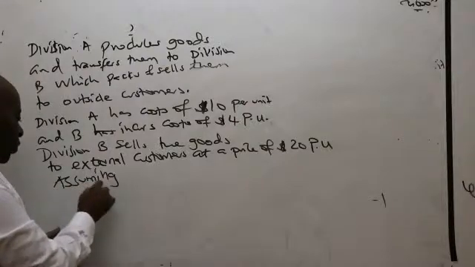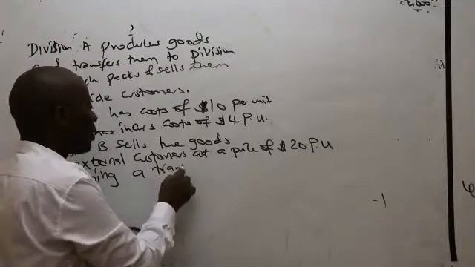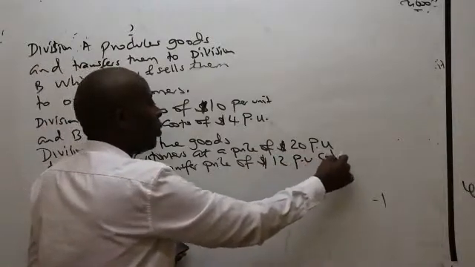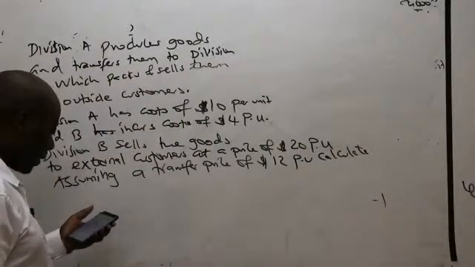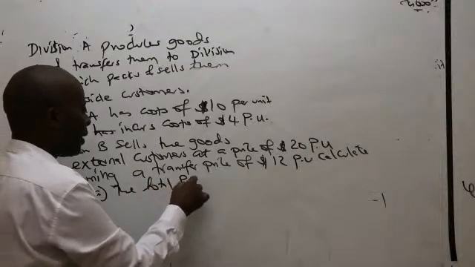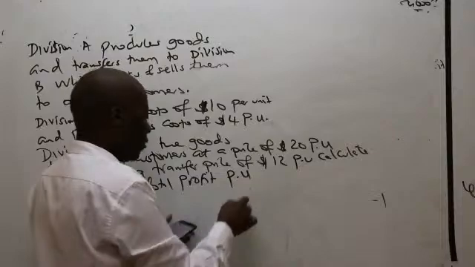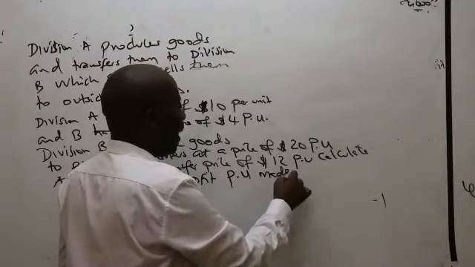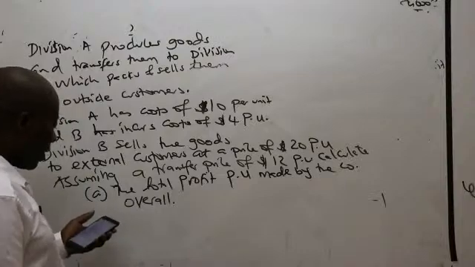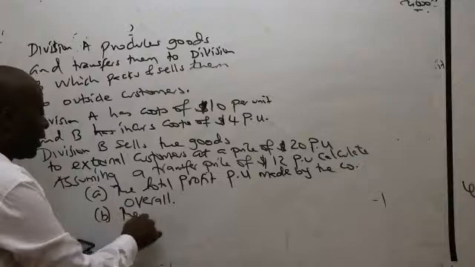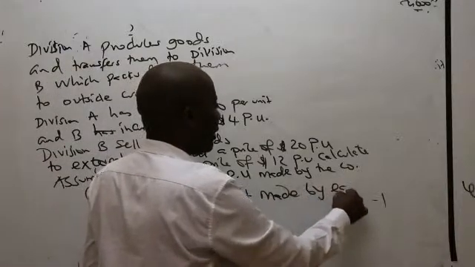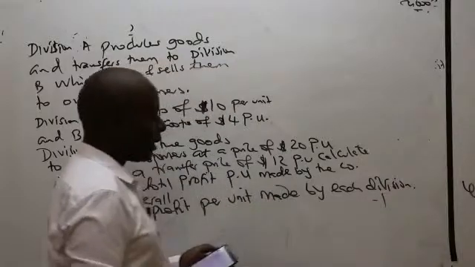Assuming a transfer price of $12 per unit, calculate: A, the total profit per unit made by the company overall; and B, the profit per unit made by each division.